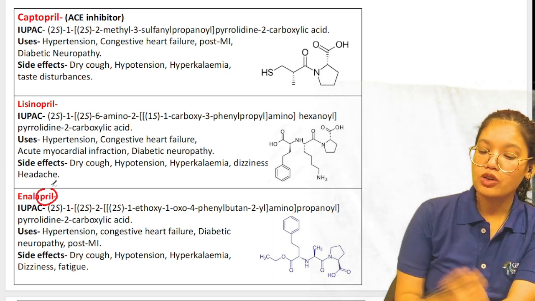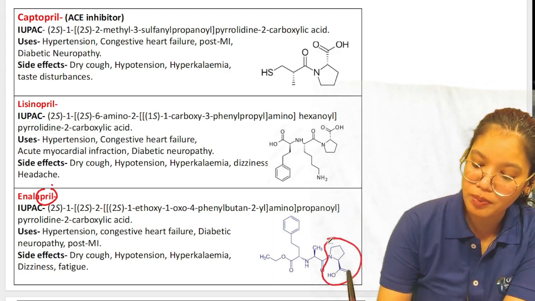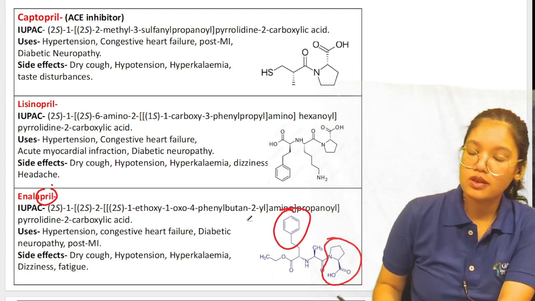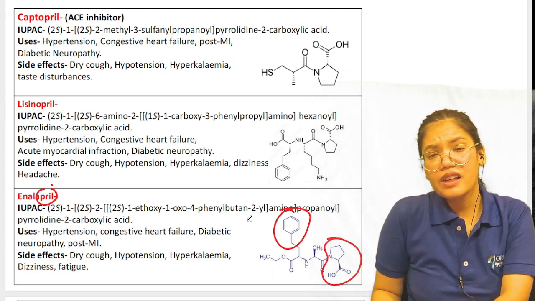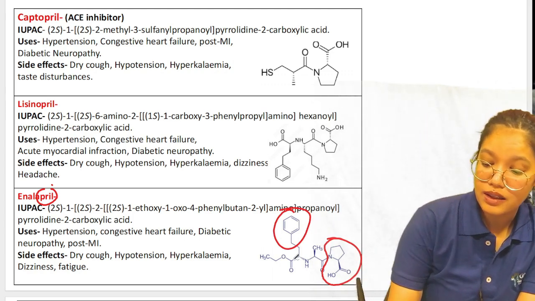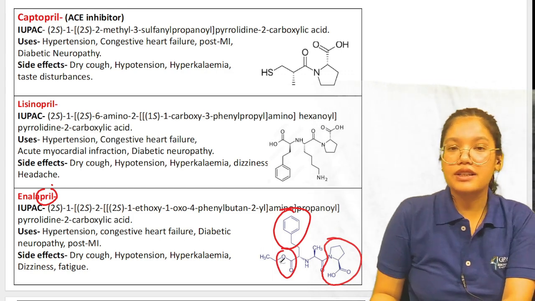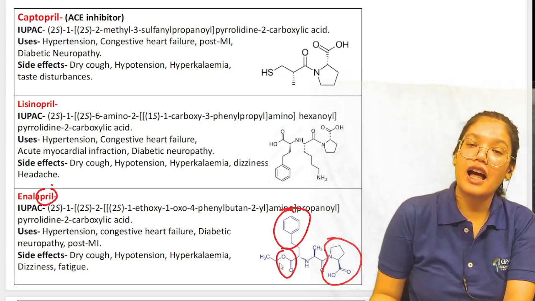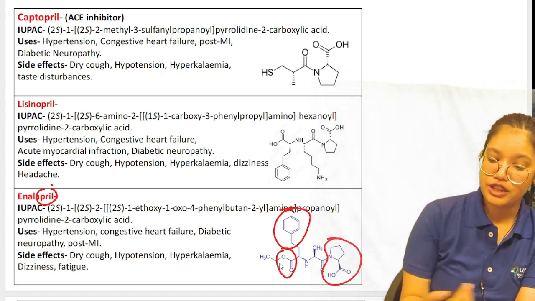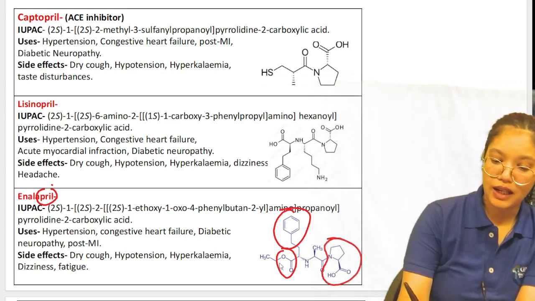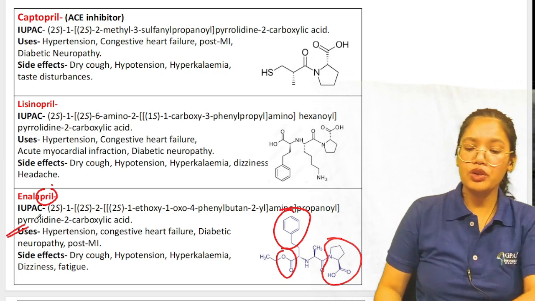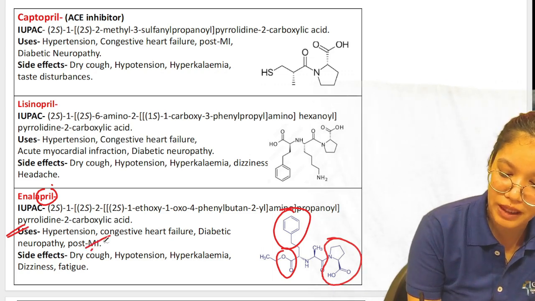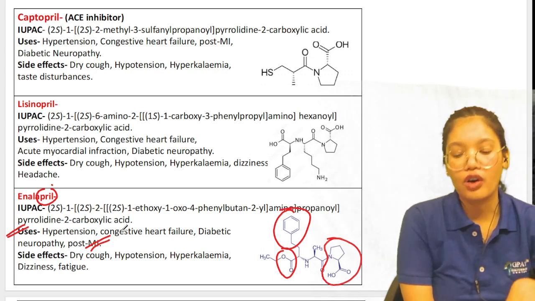Now talking about the structure, here also we have a proline ring. Okay, the proline structure we have. Then here also the phenyl ring acts as the end ring. Then the carboxyl group is acting here as the zinc binding group in enalapril too, like lisinopril. Uses: hypertension, congestive heart failure, diabetic neuropathy, post myocardial infarction, for all that.